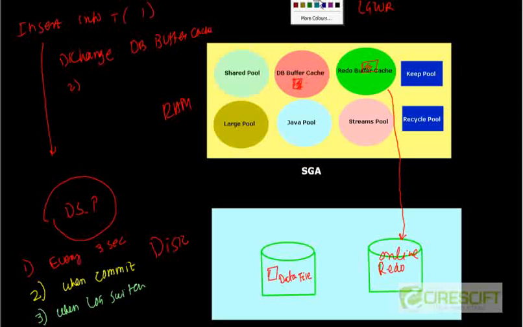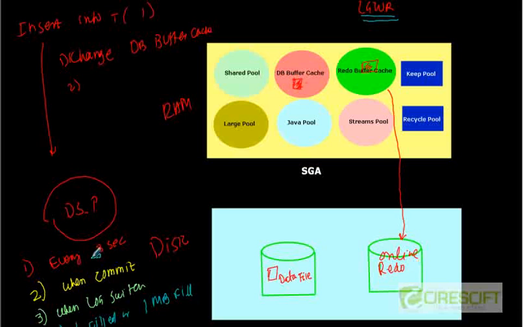And the last condition is when this redo buffer cache is 1/3 full or 1 MB full, whichever is first. So under these 4 circumstances, whichever comes first, the log writer is going to write from the redo buffer cache to the online redo log.